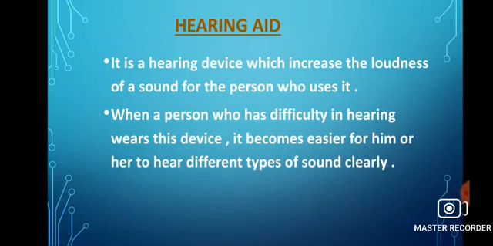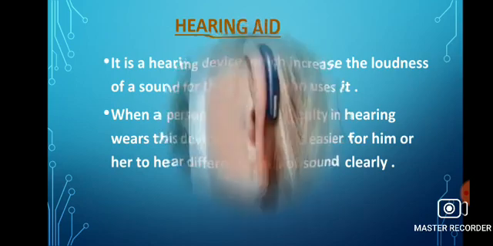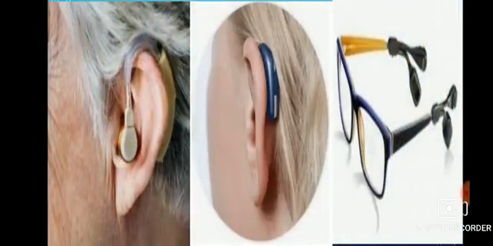Children, hearing aid is used to improve the loudness of a sound. It is used by the people who are suffering from impaired hearing. Different types of hearing aids are available in the market. They include body worn aids, behind the ear aids, and eyeglass aids. Here in this picture, you all can see the different types of hearing aids.